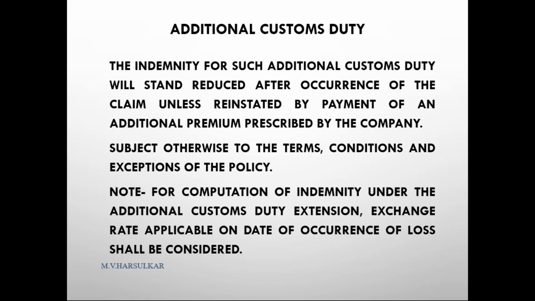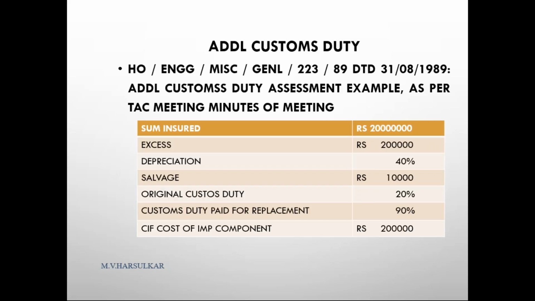So here they are not saying that minimum of the two. As on date of loss, whatever was the exchange rate, that has to be considered to arrive at the value in rupees. So TSC had given this working also. This is a new circular, because I have that circular of 1989. This provision calculation was given by TSC.